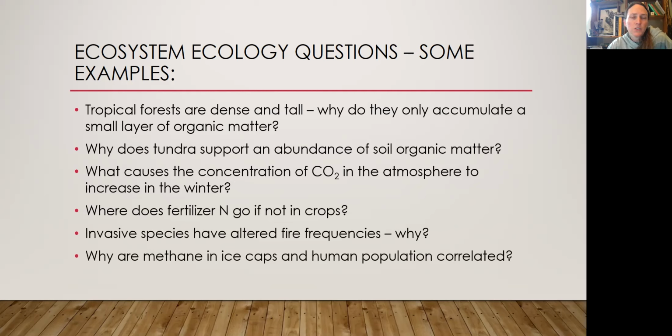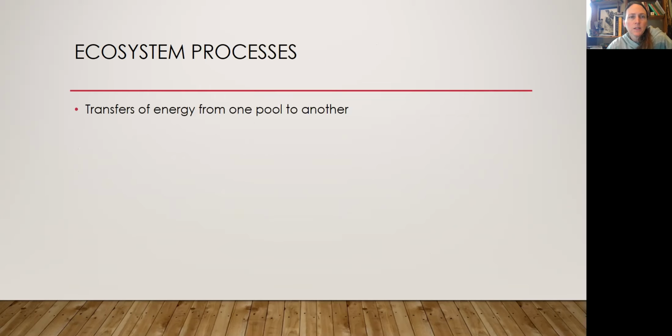So these are just some of the questions. You can see these are really big questions that have to do with fluxes of materials and nutrients, oftentimes at a larger scale, continental scale, ecosystem scale, things like that. So ecosystem processes typically involve the transfer of energy from one pool to another, or the transfer of nutrients or materials. So things like photosynthesis, so bringing CO2 from the atmosphere into plant biomass and then making that plant biomass available for other trophic levels.